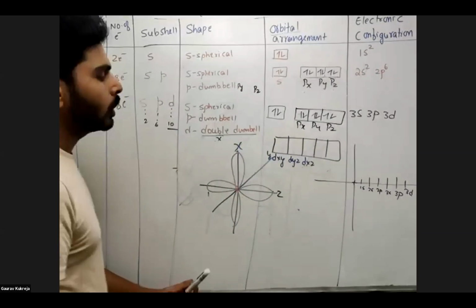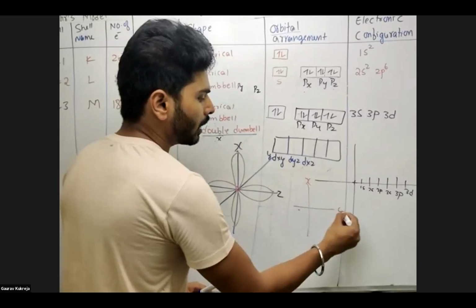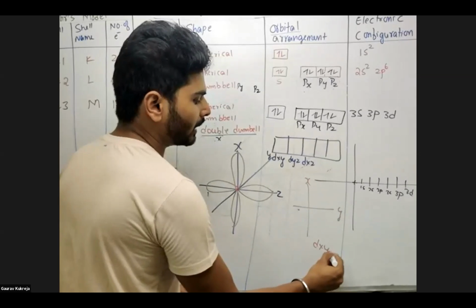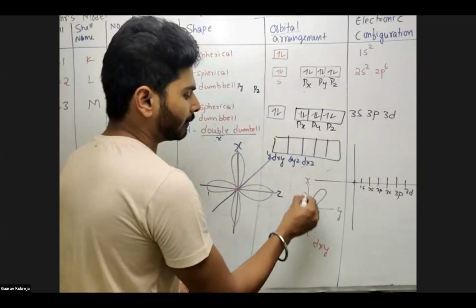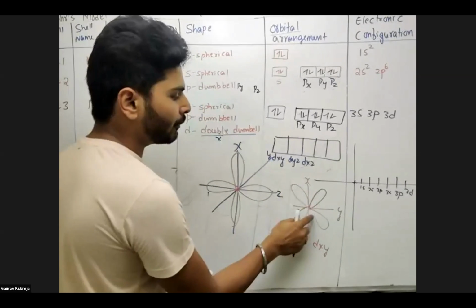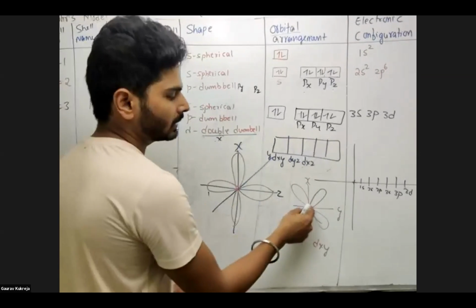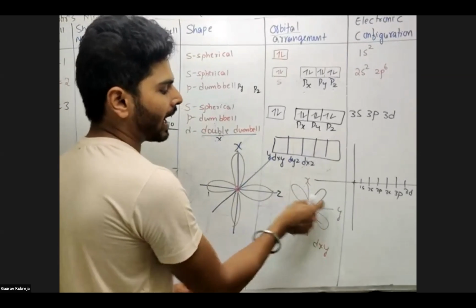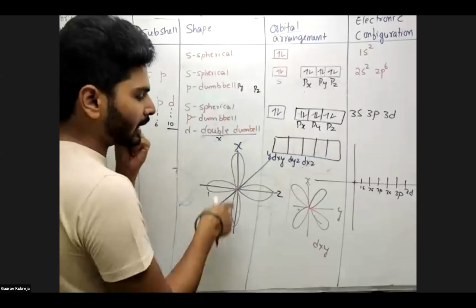Okay. Now don't get confused this with the XY plane. The XY plane, or DXY that I had written, I have written on the plane. Okay, on the plane I have shown. So this is different and this is different. This is on the plane and this is on the axis. This is 45 degrees away from the axis. This is on the axis. So here again you can see double dumbbell.